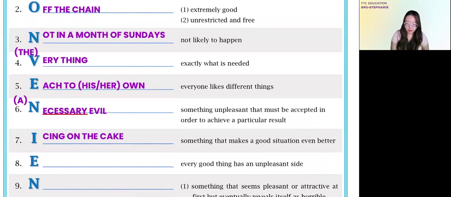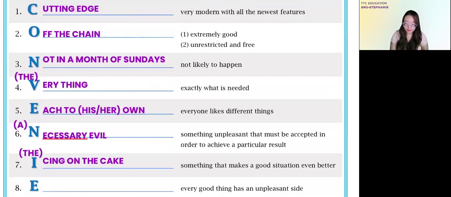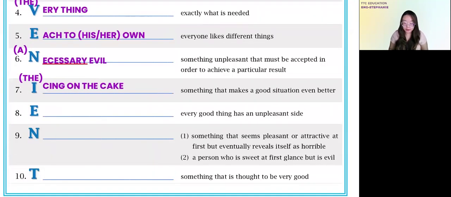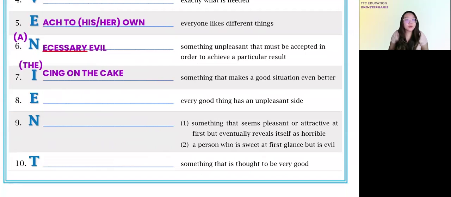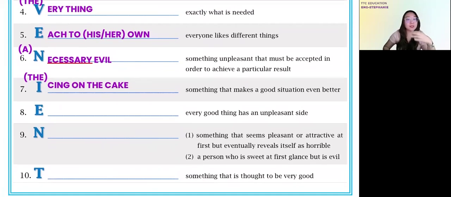Let me write down the article for you as well. So, the icing on the cake. Did I spell it wrong? No? Oh, good. Okay. So if I'm too fast or too slow, do let me know. If you have any questions, do stop me in the middle of the discussion, yeah? So we go on to our next one, the eight words that we need to be learning today.